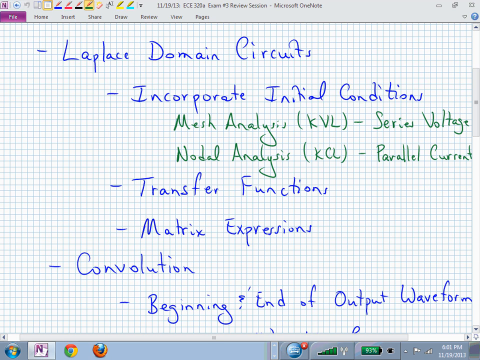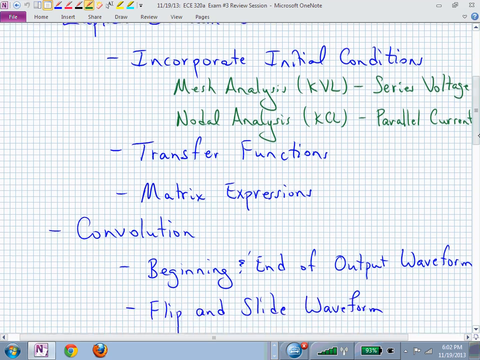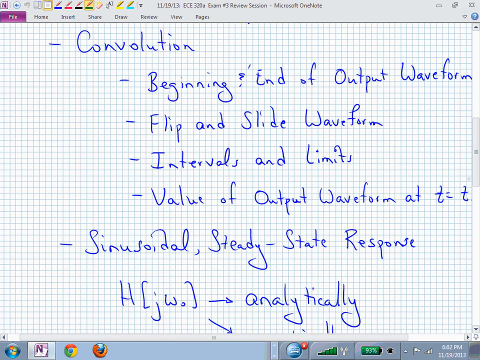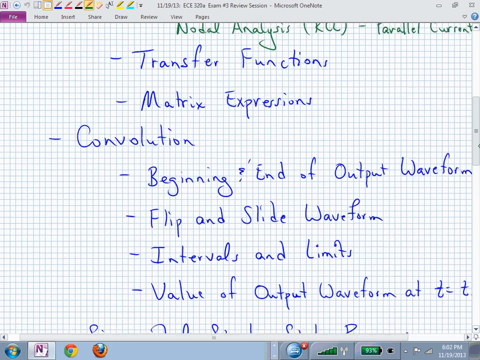One is the Laplace transform or Laplace domain circuits, S-domain circuits. The other is convolution. And the third is basically playing with H of s on the imaginary axis, or walking up the imaginary axis, both analytically and graphically.